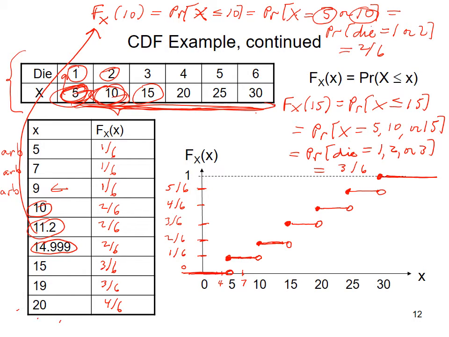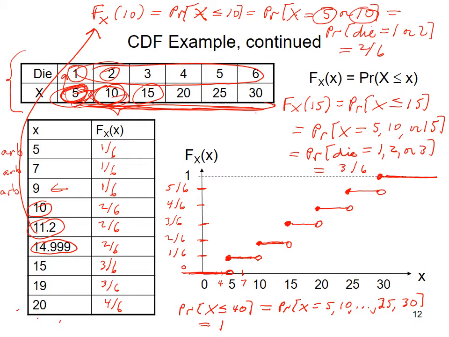Let's maybe just do one more example. Suppose we wanted the probability x less than or equal to 40, just for example. That would be the probability x equals any of these values, 5, 10, 15, 20, 25, 30, and of course that's going to be 1, because that's the probability that the die takes any of the values 1, 2, 3, 4, 5, or 6.